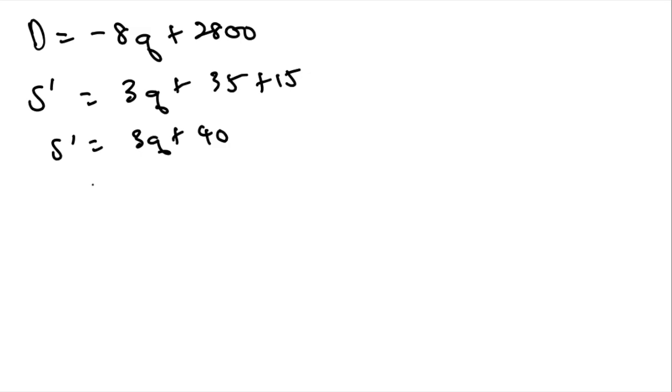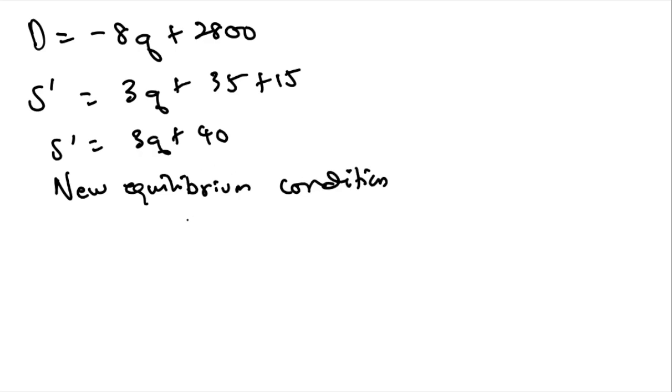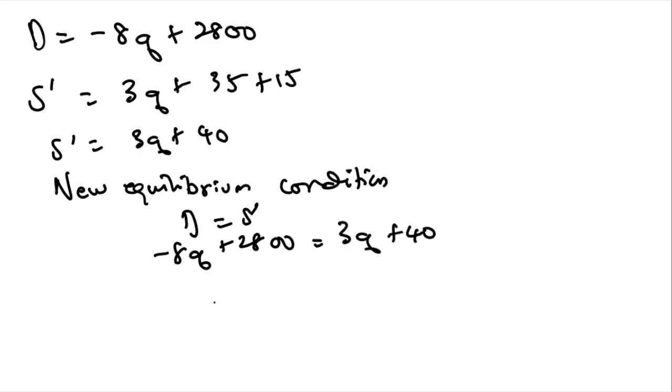Then to find the answer when the tax is imposed, we need to find the new equilibrium. I rewrite the new equilibrium condition, which is given by D equal to S prime. So here, minus 8Q plus 2800 equals 3Q plus 40, and then you rearrange it as usual. Here I'm not going to show you the details, but you need to show the details. And finally you're going to get Q equivalent to 552.